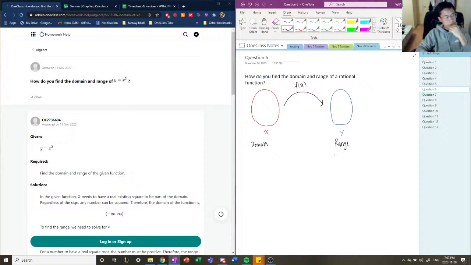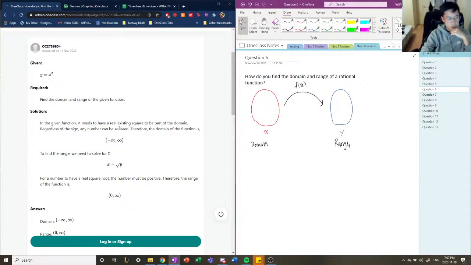All right, so the question is asking us, how do you find the domain and range of y equals x squared? Okay, so if we write out y equals x squared here, our domain needs to be all possible values that will make our function defined. And that value is actually all the real numbers. Okay, so our domain D is x belongs to all real values.